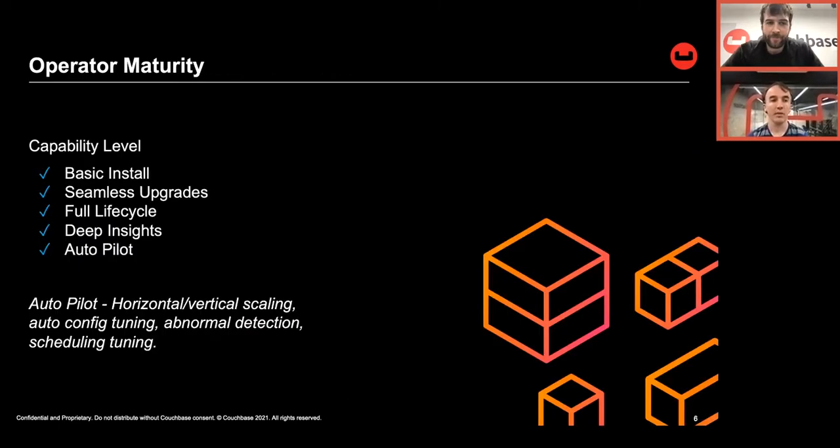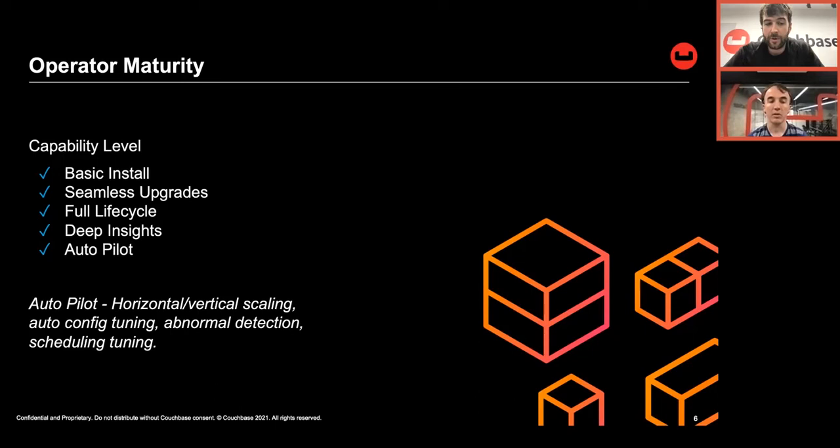Final slide here. I'm going to talk about operator maturity. So obviously on the Kubernetes platform, there's lots of different operators from lots of different vendors. These different operators have lots of different capabilities. So there's basic install, seamless upgrades, life cycles, deep insights, and then finally at the top tier is autopilot. Now, Couchbase's operator operates at autopilot.